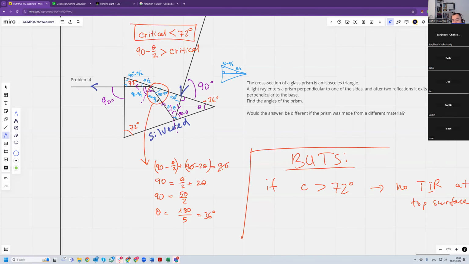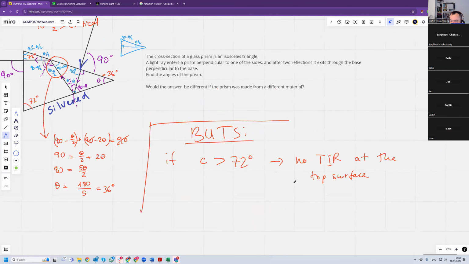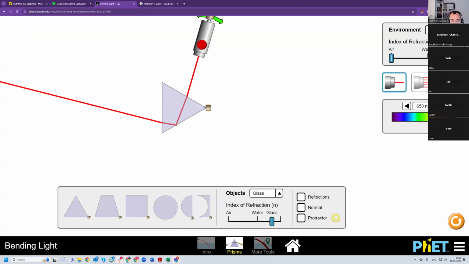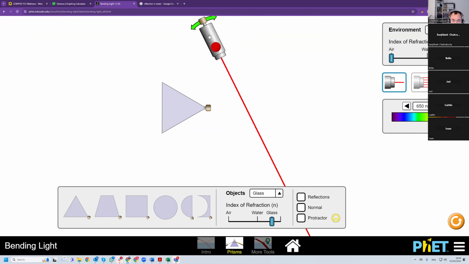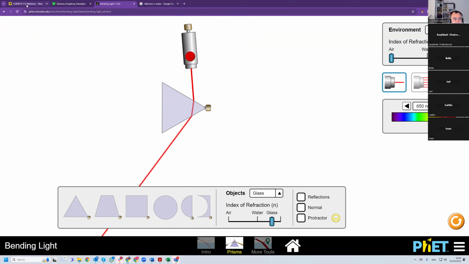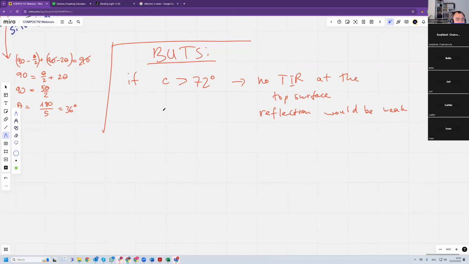That doesn't mean there will be no reflection, but it means that the reflection would be very weak. Okay, so you would more likely have a refraction rather than a reflection. Light won't be reflected from the boundary. But there will still be some reflection, because whatever you do, it always reflects, except one case. So what does that mean? So sine critical is greater than sine 72, so the refractive index, 1 over sine 72, is less than 1.05.